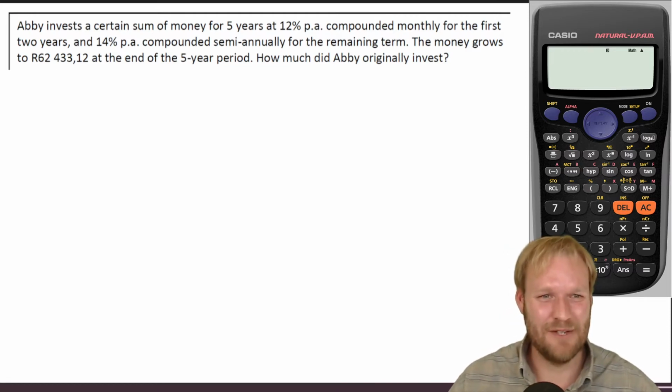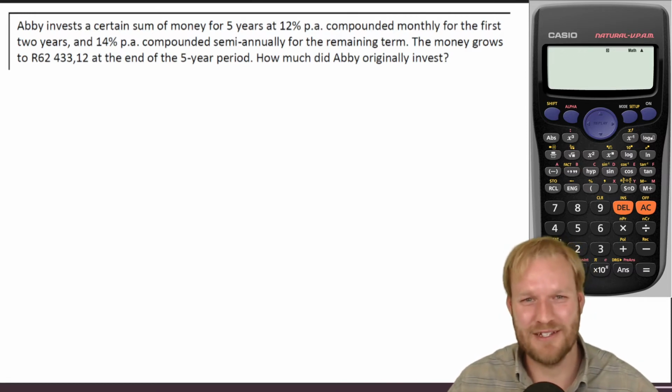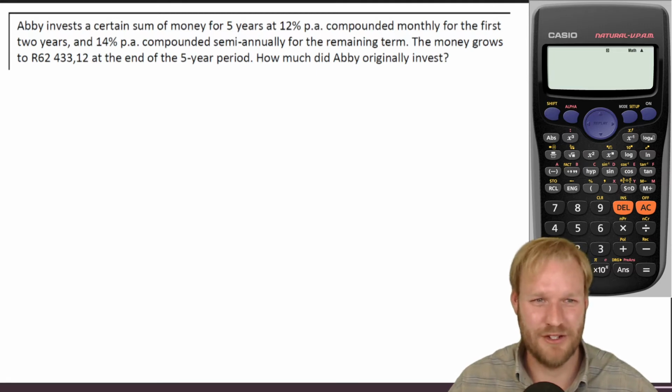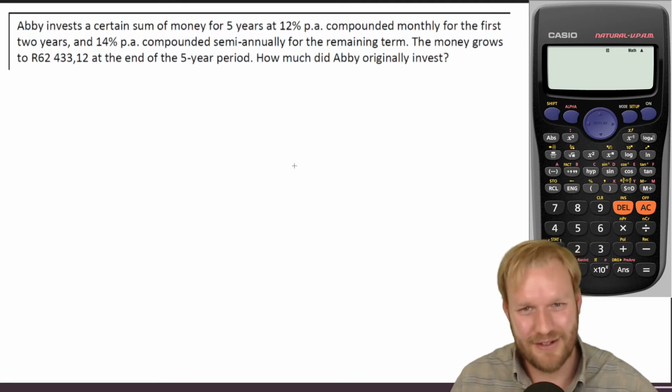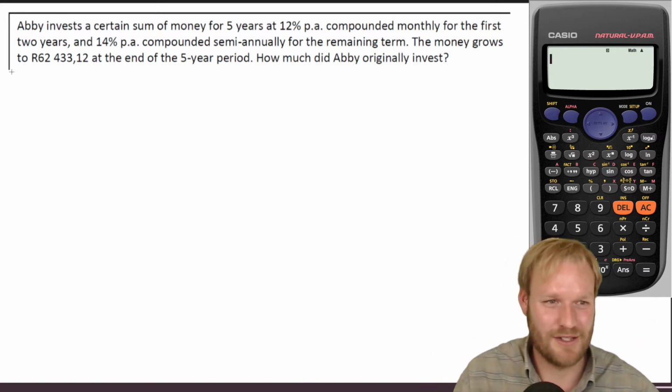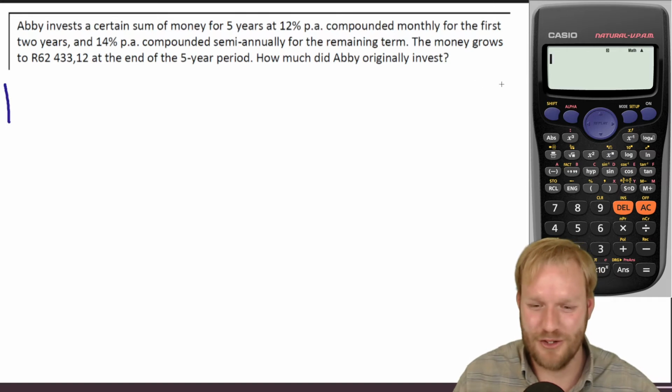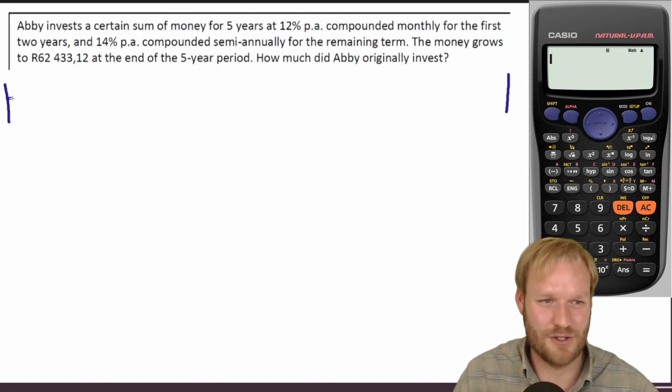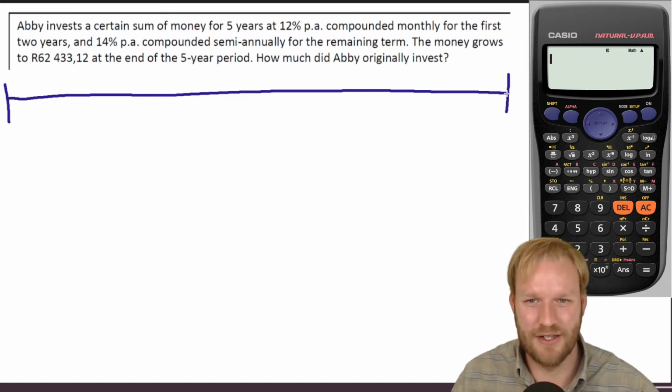So, Abby invests a certain sum of money for 5 years at 12% per annum compounded for the first 2 years, for the same blah blah blah. My blah blah blah is you, and as I said, you've tried this and you're getting a little bit of extra help, so you already know that we've got some sort of timeline going along here.